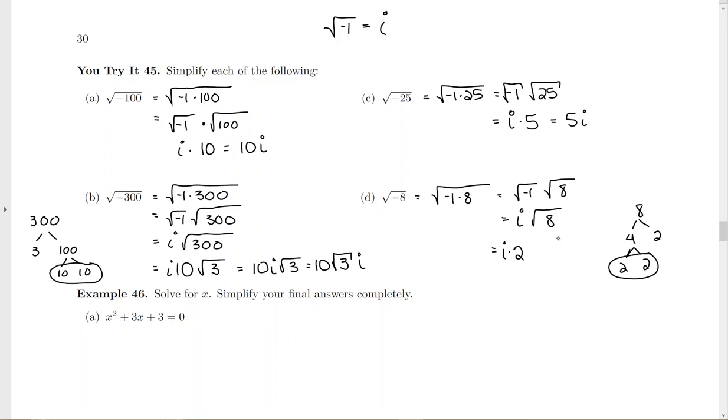And then the leftover number is the number that's left under the radical symbol. That's the one that goes here. So my final answer is i2 radical 2, or 2i square root of 2, or 2 radical 2, and then put the i at the very end.